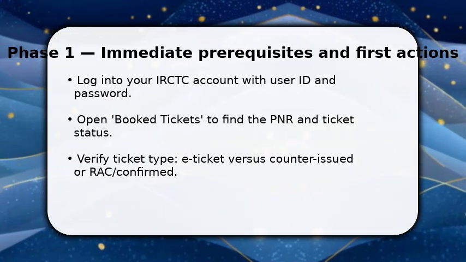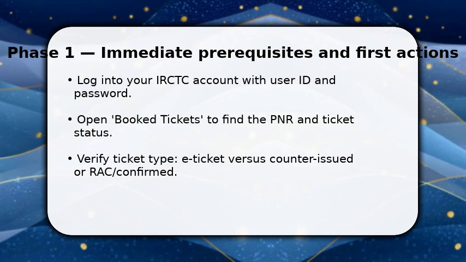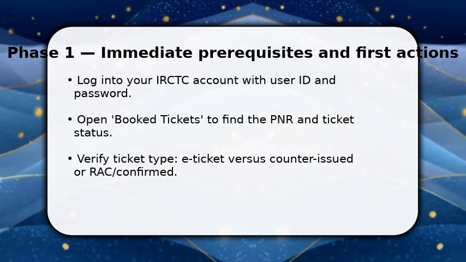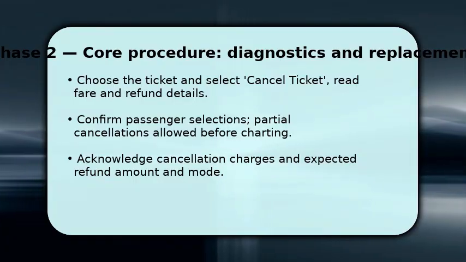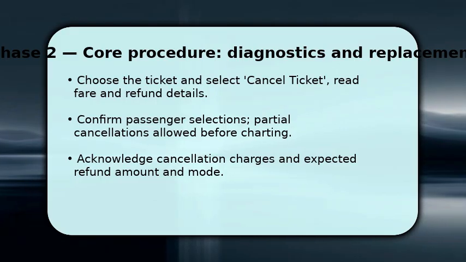Now, click the specific ticket to open cancellation options and proceed. Once you click Cancel Ticket, the system shows fare rules and the approximate refund. Read this because it explains the deduction and why it applies.